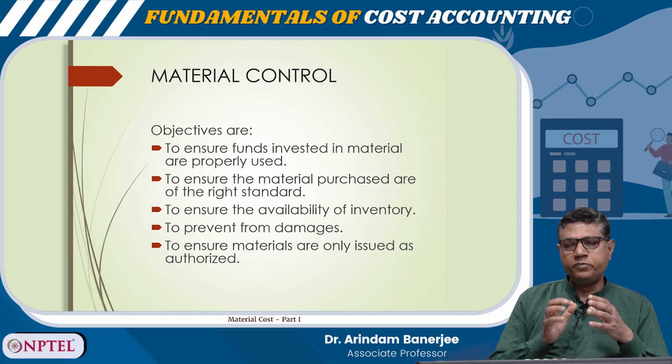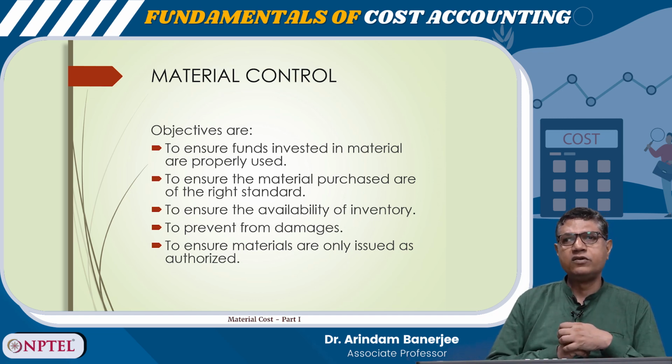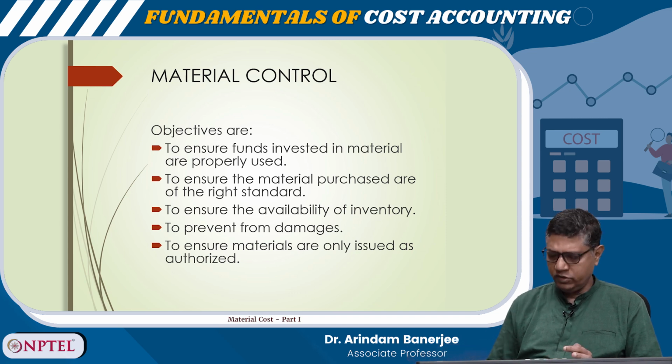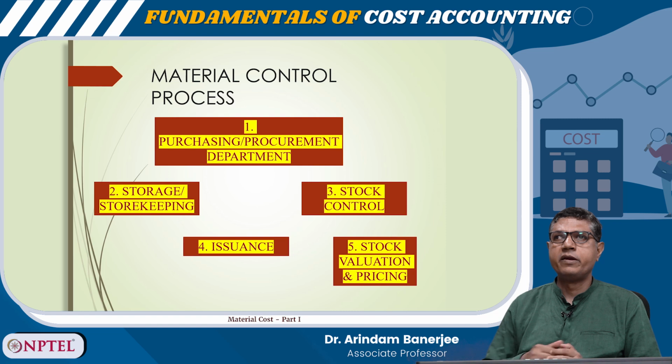So, we need to put some control, because companies spend money for acquiring material. What is the objective of material control? To ensure funds invested in material are properly used, to ensure the material purchased are of the right standard, to ensure the availability of inventory, to prevent damages, to ensure materials are only issued as authorized. So, these are the objectives of material control.